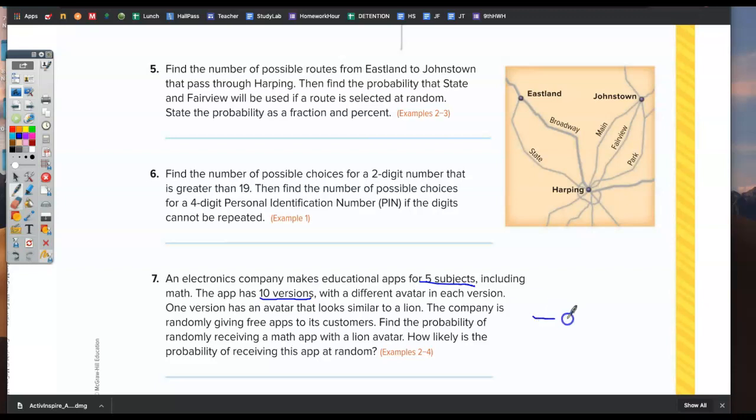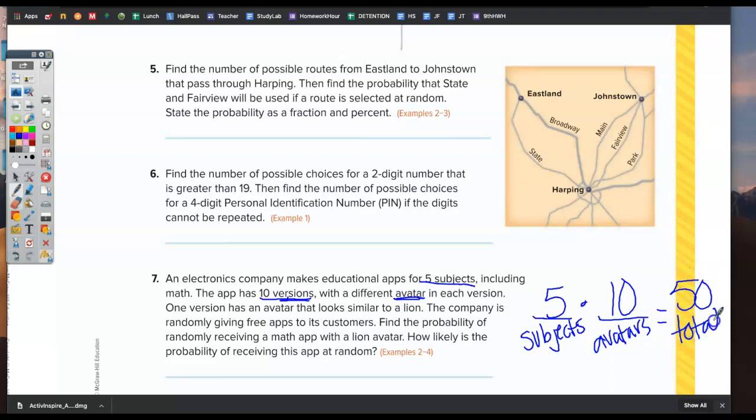First of all, we have to think about how many subjects there are to choose from, and how many different avatars there are. Well, we have 5 subjects times 10 different versions, and each version has a different avatar. Therefore, there are 10 different avatars. So 5 times 10 is 50. So you would have 50 total outcomes.